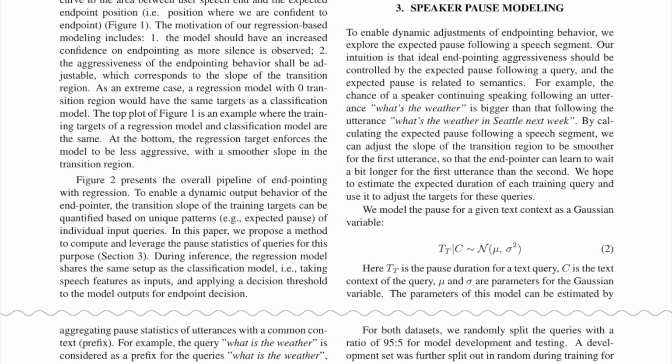By calculating the expected pause following a speech segment, we can adjust the slope of the transition region to be smoother for the first utterance, so that the endpointer can learn to wait a bit longer for the first utterance than the second. We hope to estimate the expected duration of each training query and use it to adjust the targets for these queries. We model the pause for a given text context as a Gaussian variable.